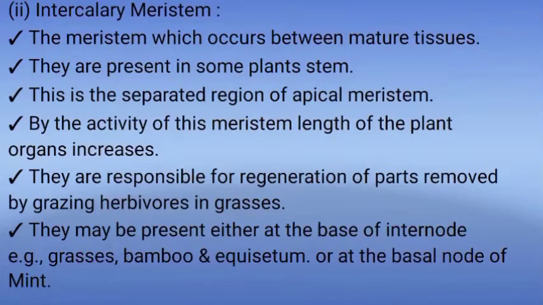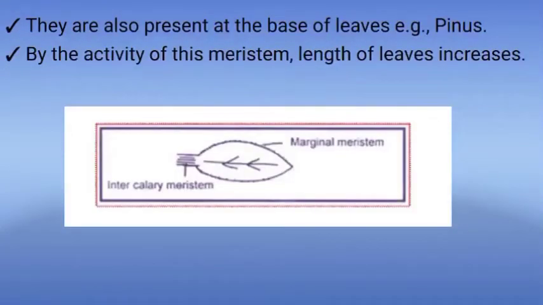They may be present either at the base of internode, example grasses, bamboo, equisetum, or at the base of node of mint. They are also present at the base of leaves, example pinus. By the activity of this intercalary meristem, length of leaves also increases. Let's see the diagrammatic representation of intercalary meristem, how by the activity of this meristem length of leaves will increase. You see this diagram carefully.